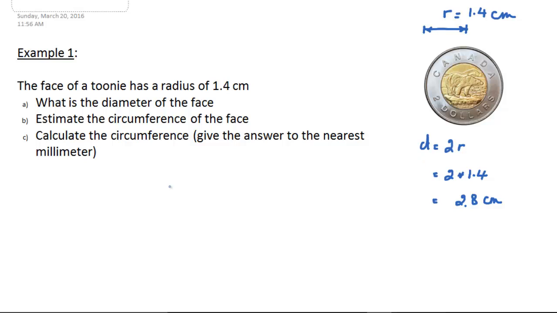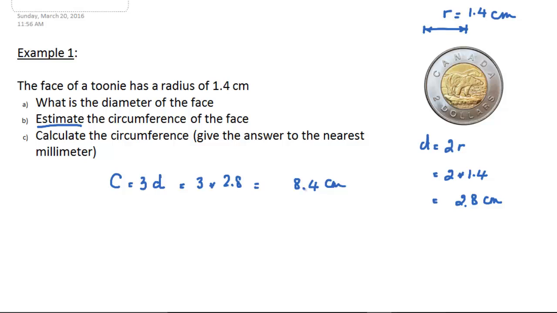So this is question A. Question B: estimate the circumference of the face. The word estimate here is clear, it's an estimation. We know that as an estimation, the circumference is 3 times the diameter, and it's an estimation only, so 3 times 2.8. 3 times 8 is 24, 3 times 2 is 6, and 2, so 8.4 centimeters.